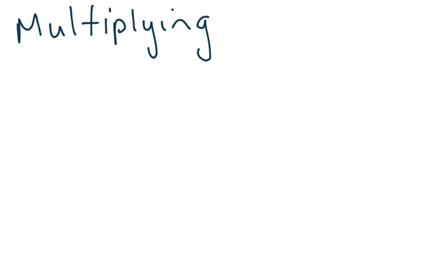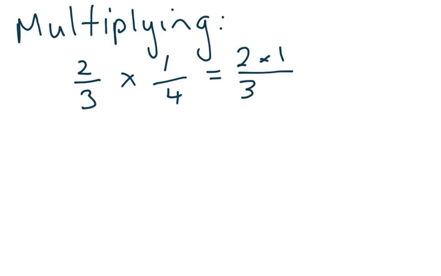Now we're going to look at multiplying fractions. So when we're multiplying fractions, it's very simple compared to adding and subtracting. What we do is we simply multiply the top and we multiply the bottom. So if we're trying to find 2/3 times 1/4, we simply multiply across the top as 2 times 1 and across the bottom 3 times 4, and we get 2/12.